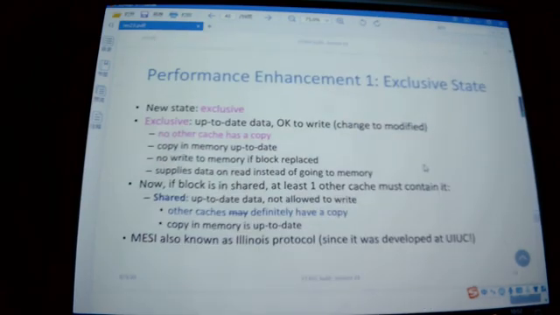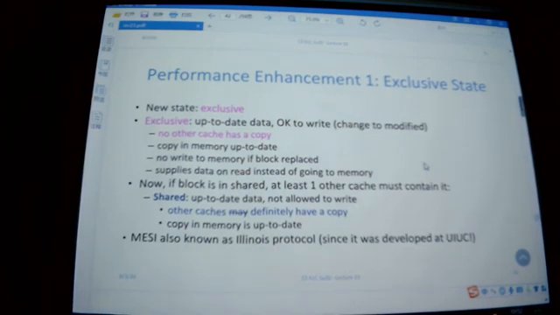Okay, we can see exclusive. Exclusive means up-to-date data, okay to write. No other cache has a copy. The copy in memory is up-to-date. The write to memory is not needed. It supplies data on a read instead of going to memory.